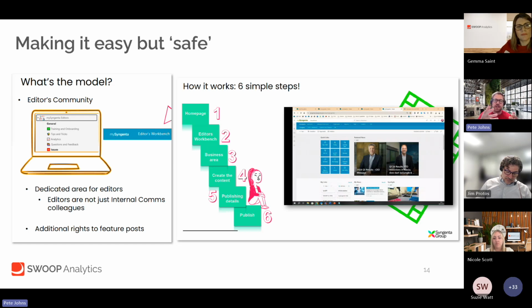And I think Syngenta has some great examples of making it easy, being a priority piece of their decentralized model. So they've got really simple roles. This is quite focused on the news side of things, but applies across the whole intranet as well. And they've got this really simple step-by-step model of how things work. They're trying to make it easy to publish content.